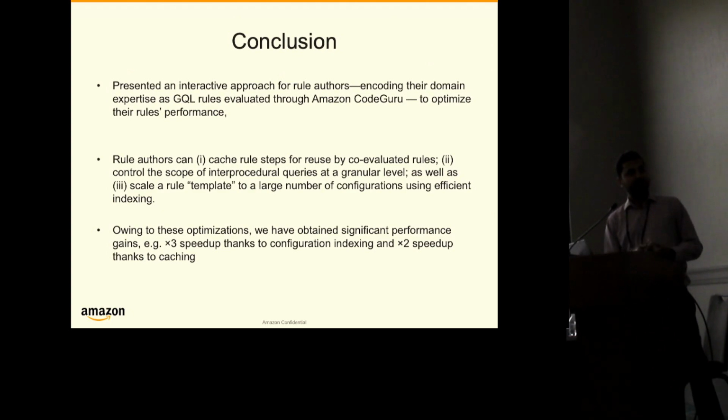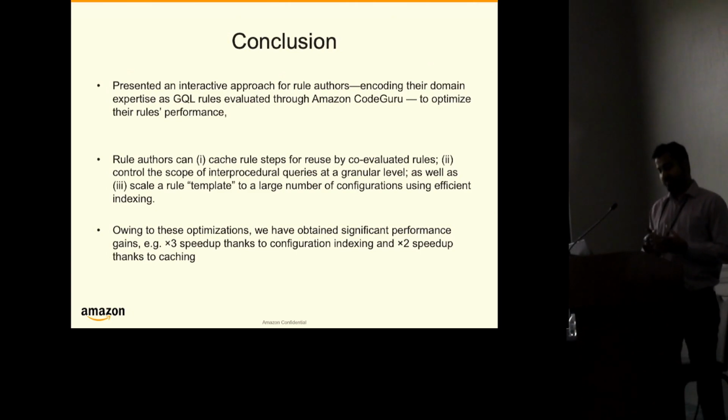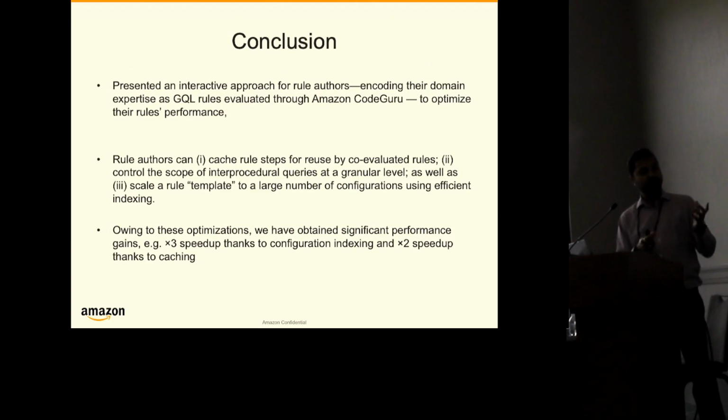So the rule writers can take advantage of caching. They can take advantage of specifying interprocedural queries at different levels of granularity, file, method, package, all these different levels. They can scale a rule, writing it as a template and configuring it for thousands of configurations. Taint flow rule is one such case where you can still use configuration because there are usually thousands of taint sources and sinks that are presented to these rules. And thanks to these optimizations, we have significant performance gains, which is like 3x speed up for the configuration indexing optimization and 2x speed up due to the caching.